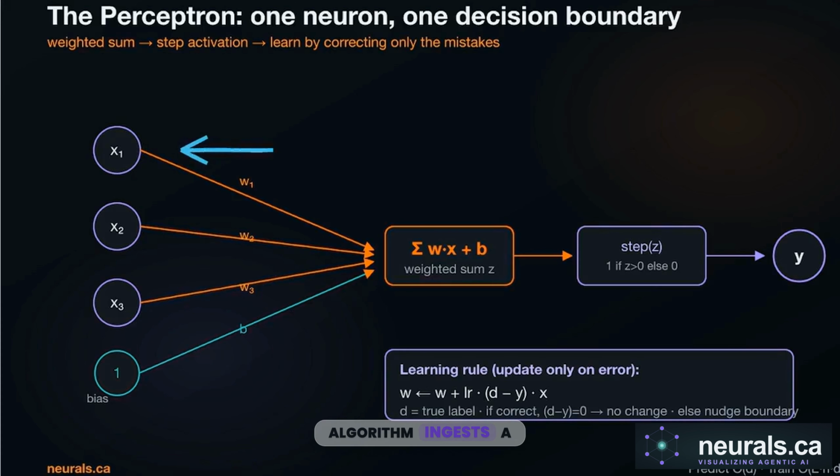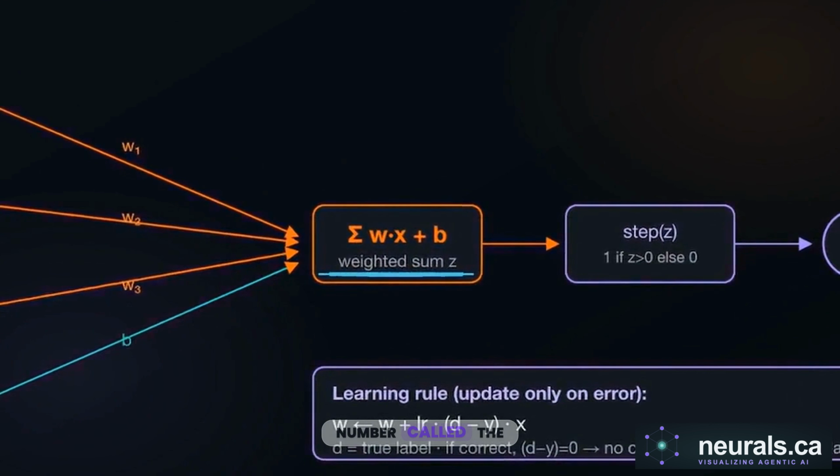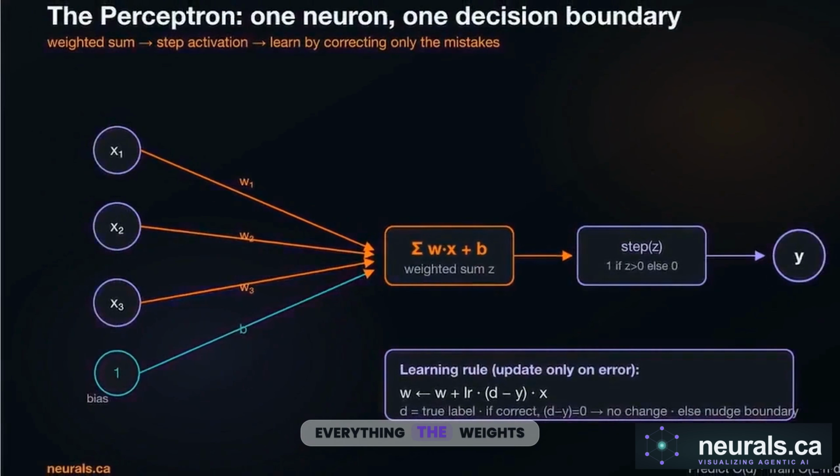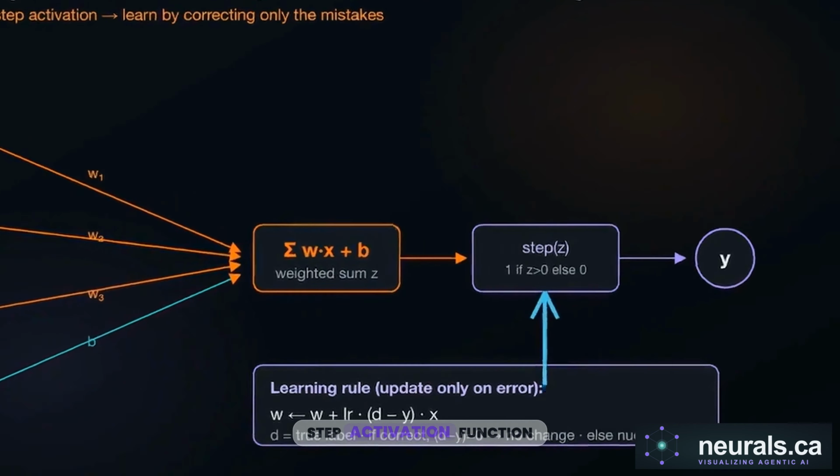The algorithm ingests a vector of input data. It multiplies each input by a specific learned weight, adds a constant bias, and compresses them all into a single number called the weighted sum. Geometrically, those components control everything. The weights dictate the exact tilt of the boundary line, while the bias shifts that entire line left or right across the space. That weighted sum then hits the final phase, the step activation function.